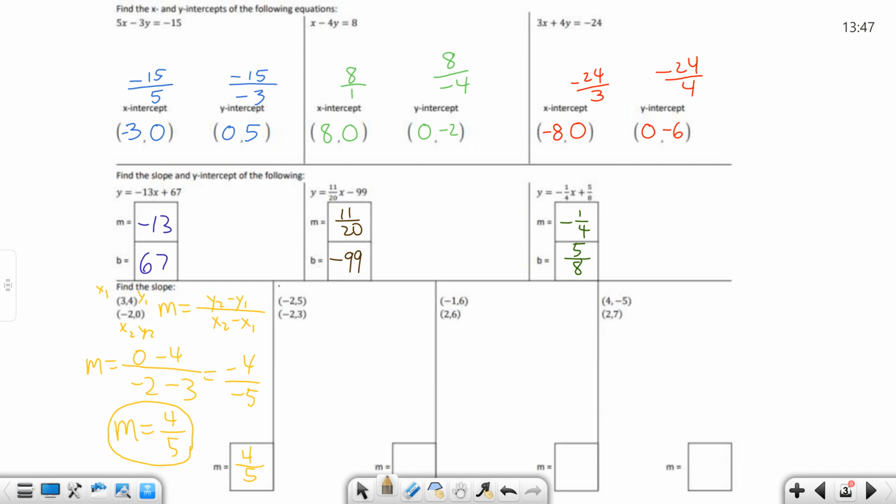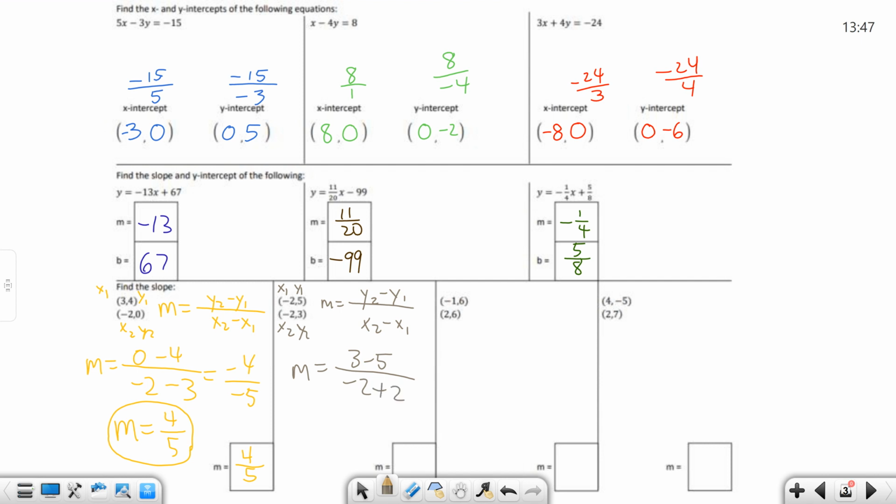So we're going to have the same thing here. We have x1, y1, x2, y2. And then m equals y2 minus y1 over x2 minus x1. So m equals 3 minus 5, the way I have it labeled, over negative 2. And now this is minus a negative 2, which is plus 2.